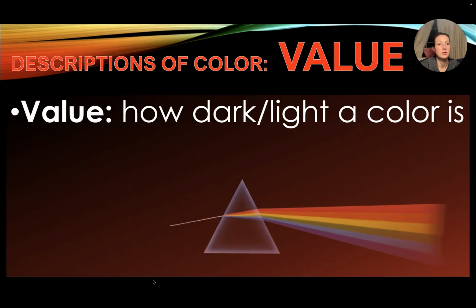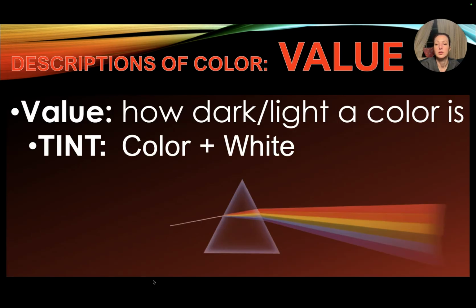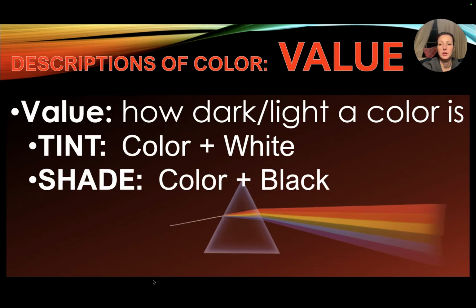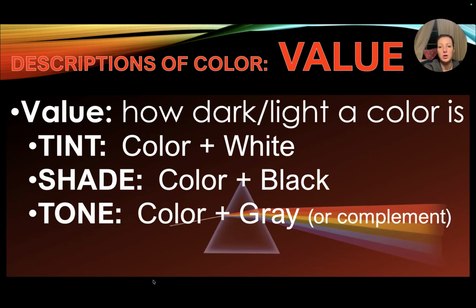Value is how light or dark a color is. To create different values, a tint is a color plus white to make a lighter value. A shade is a color plus black to make a darker value. And then a tone is color plus gray, or the complement, and that makes a muted value, a little bit more gray in the middle.